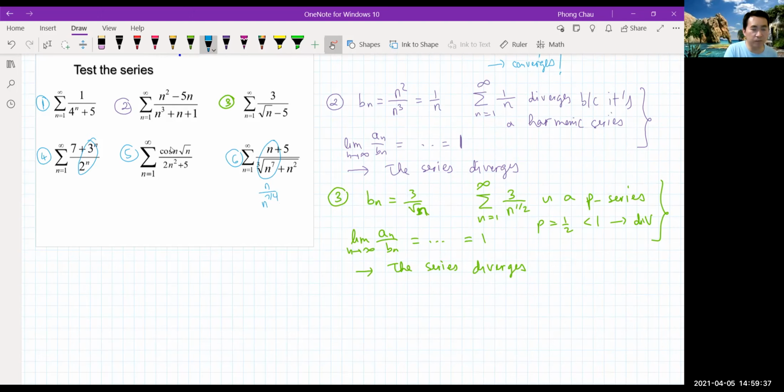For number 5, it's different with the cosine. So that one gives you direct comparison, not limit comparison. Remember the cosine of n, that's smaller than or equal to 1. So I'm going to use this compared to, you drop the 5, so it'll be 2n squared. And use direct comparison with number 5. Right? So that finishes 9.4.